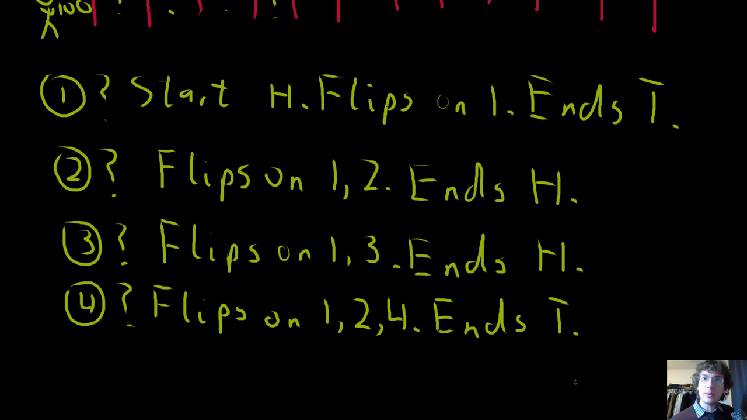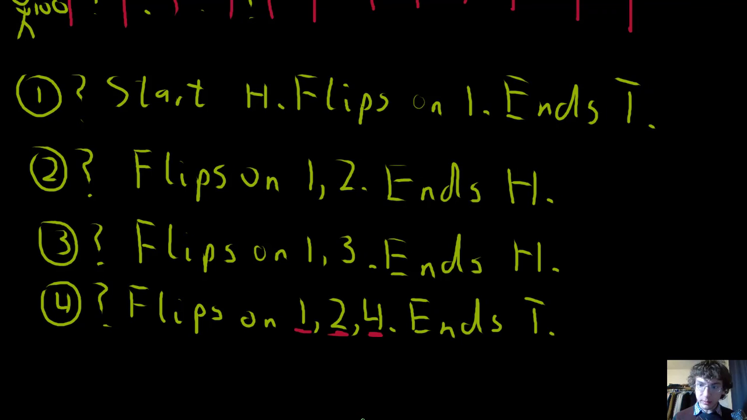So how can we figure out whether a given coin, pick a number, is going to end on heads or tails? Well, maybe you can see the pattern here that each numbered coin, say 4, is going to flip on all of the people whose number divides 4, right? 1 is a divisor of 4, 2 divides 4, 4 divides 4 as well, so he flips 3 times.